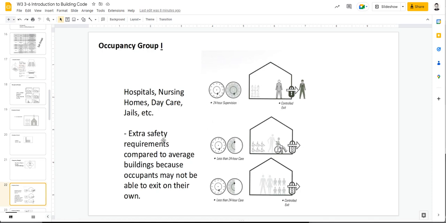Okay, because there will be some safety requirements in that facility before it could get approved. So again, it has varying requirements based on the amount of supervision required. So yeah, again, totally different animal.